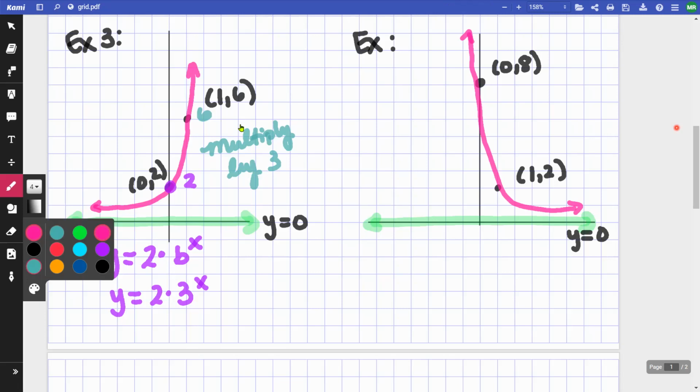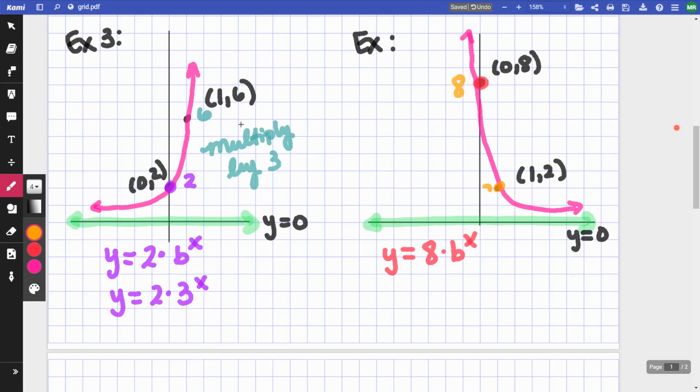Again, we want to find our a, and our a is 8, because that's where our y-intercept is. So it's going to be y equals 8 times b to the power x. Then I want to look and say, what's happening from that point to this point? This one's up at 8. This one's down at 2. What am I doing? I am dividing by 4, but remember, instead of divide, think about multiplying by the reciprocal. So the reciprocal of 4 is 1/4. So this is going to be y equals 8 times 1/4 to the power x.